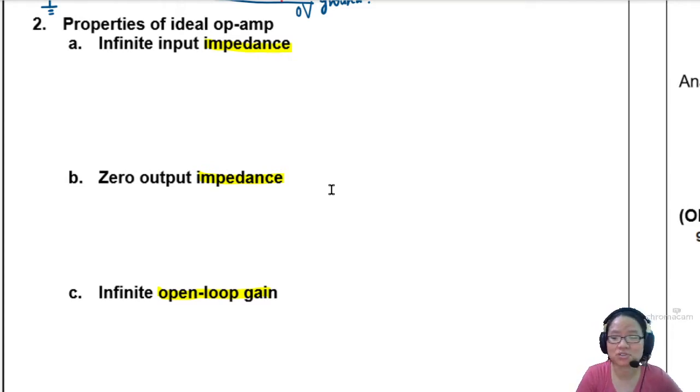So what they'll do is they'll ask you to state 3 properties of an ideal op-amp, or explain what is meant by infinite input impedance, etc., etc. So it'll be good if you briefly know what it means, okay, and operate from there.